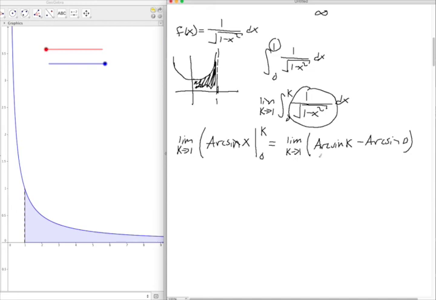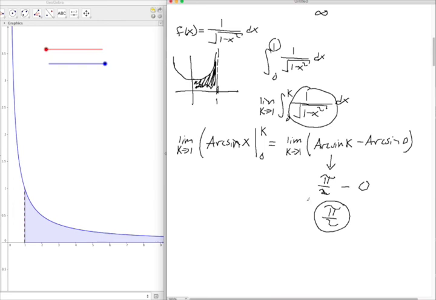As k goes to 1, there's no problem with any of these limits, so they're easy to take by substitution. As k goes to 1, for the arc sine of k, if you've forgotten, you could ask yourself: the sine of what gives me 1? And I hope you remember that the answer is pi over 2. Minus the arc sine of 0, which is 0. So this integral is going to converge to the number pi over 2.